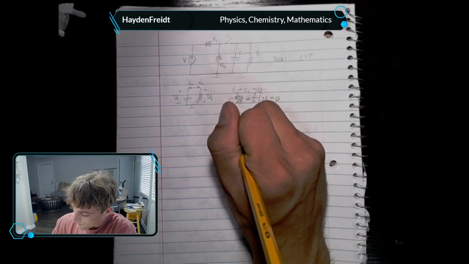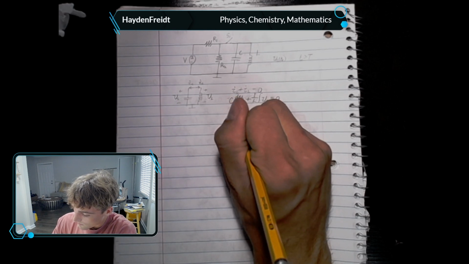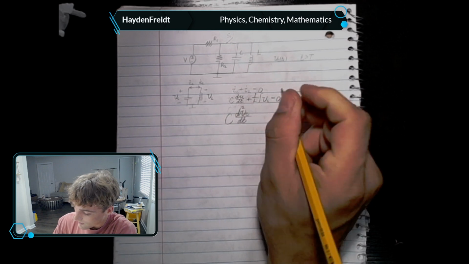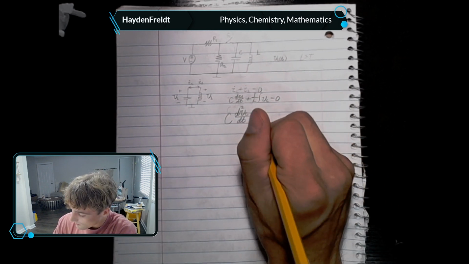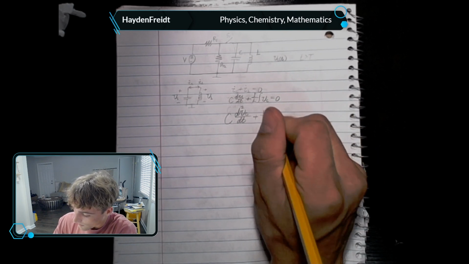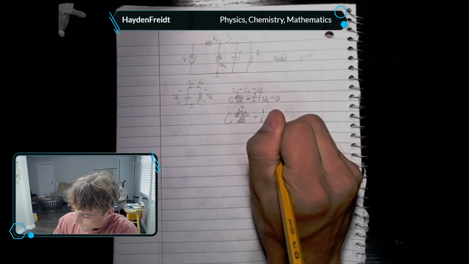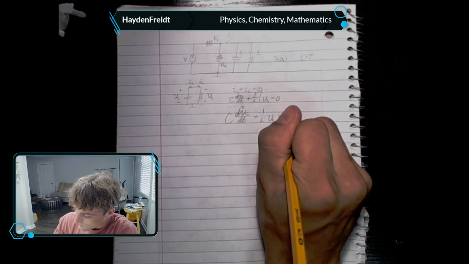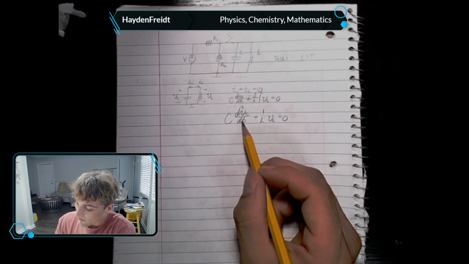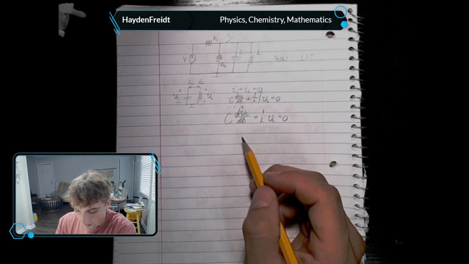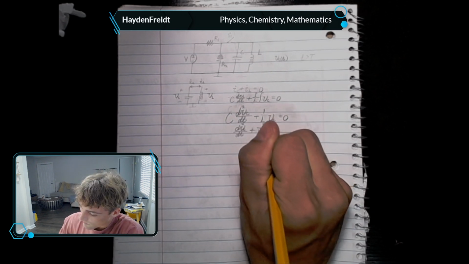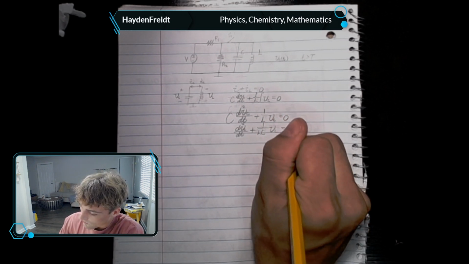So I'll give it some space. C times the second derivative of VC with respect to time. You don't see that yet? Okay. That's going to be plus, we differentiate this function, so we get rid of the integral, 1 over L times VC equals 0. All right, so look how we have VC, and then we have the second derivative of VC. This is what makes a second order linear differential equation. So we have this 1 over LC times VC equals 0.